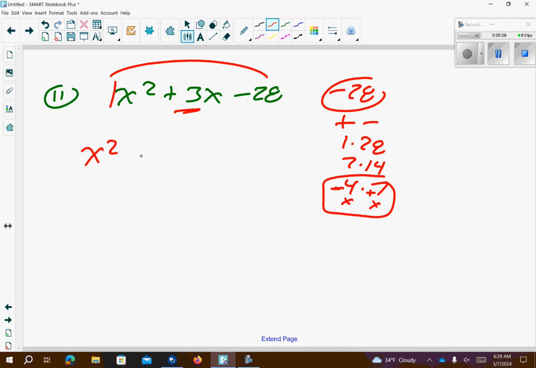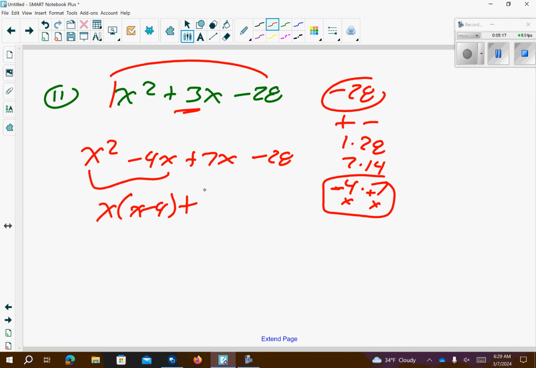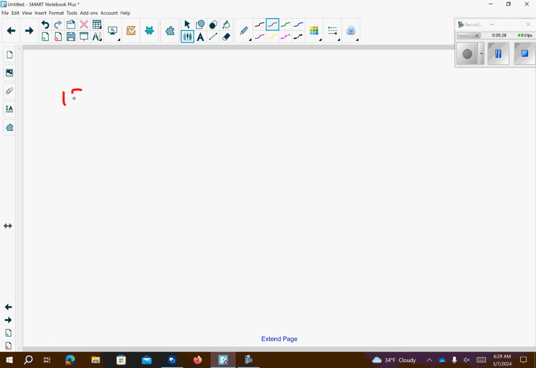So I'm going to get x squared minus 4x plus 7x minus 28. Factor an x out of both of those. Bring that positive down, factor 7 out of both of those. So here's my answer. Number 12 we'll come back to.